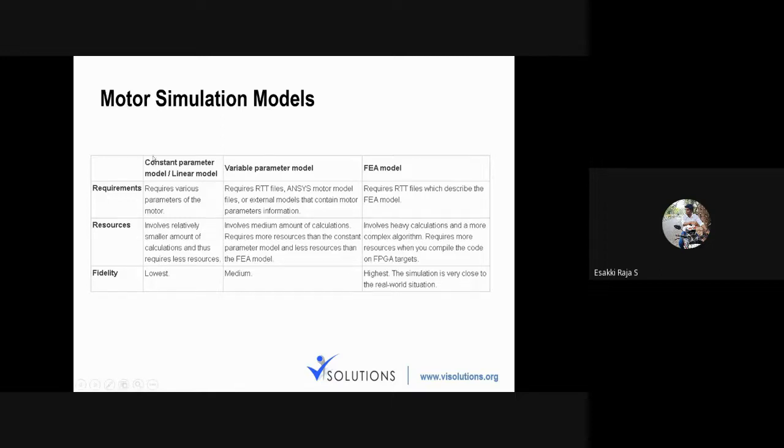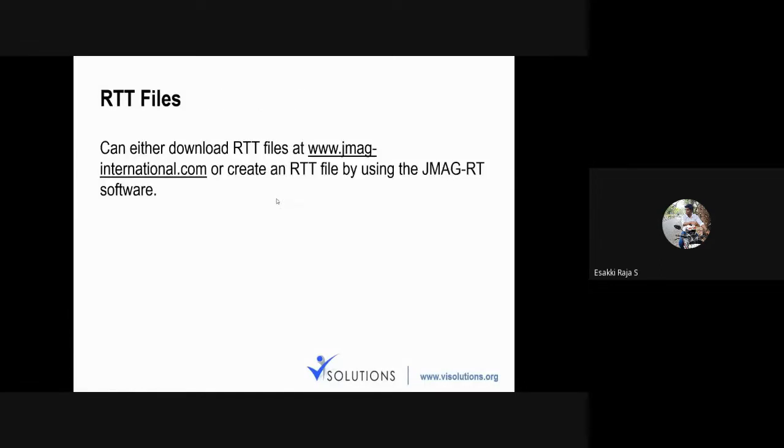To do the constant parameter model, it doesn't require any file. But to do the variable parameter model or the FEA model, we should have an RTD file for both, or ANSYS or an external model for the variable parameter model. You can easily download this RTD file from the website www.jmacinternational.com.